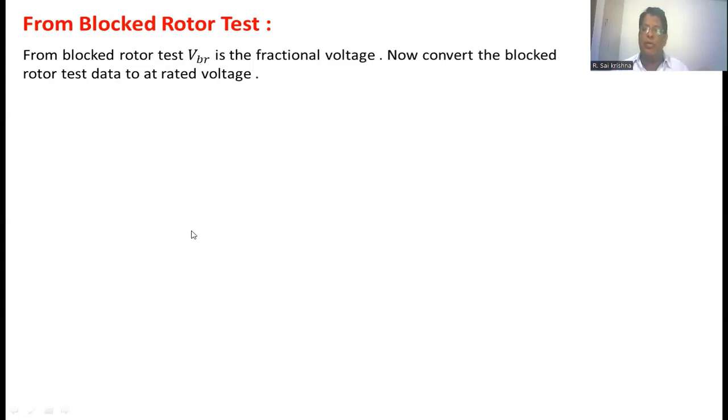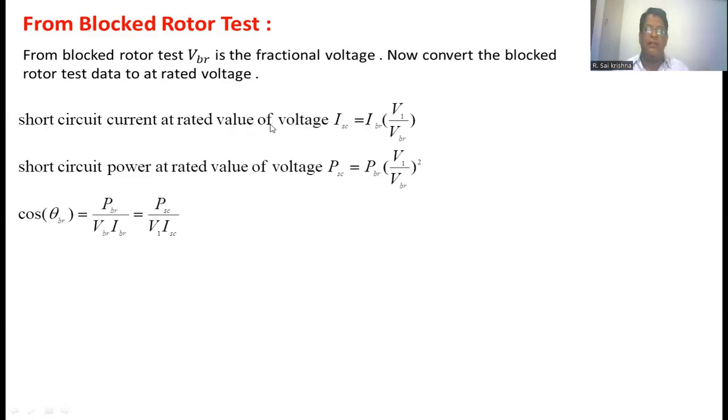From the blocked rotor test, we already know that in a blocked rotor test we are applying a fractional voltage to the induction motor. All the parameters we get from the blocked rotor test are converted to the rated voltage. The short circuit current at the rated value of voltage is ISC equal to IBR into V1 by VBR, where ISC is the short circuit current if you apply the full voltage to the induction motor.